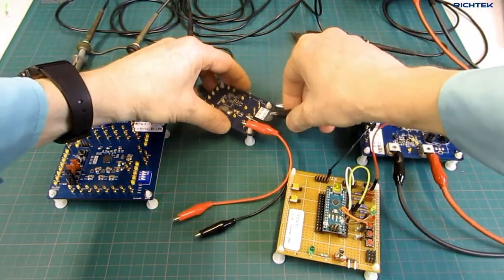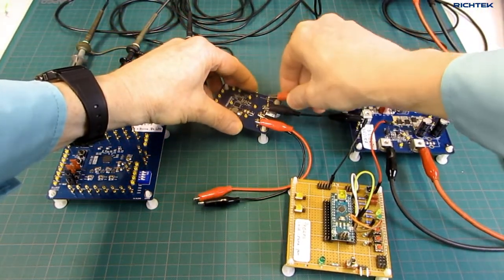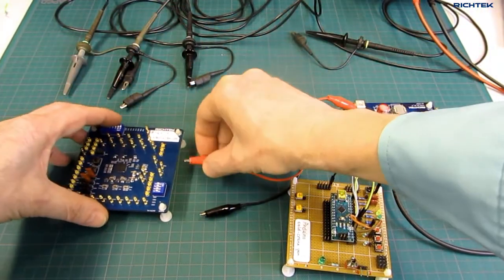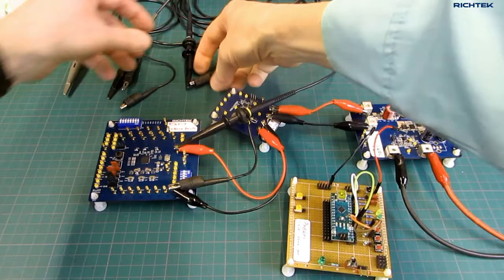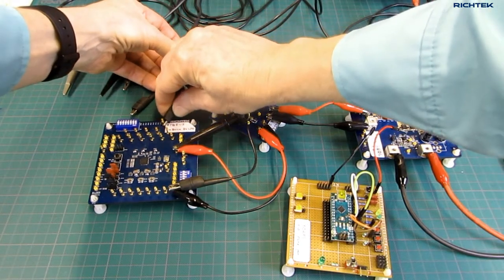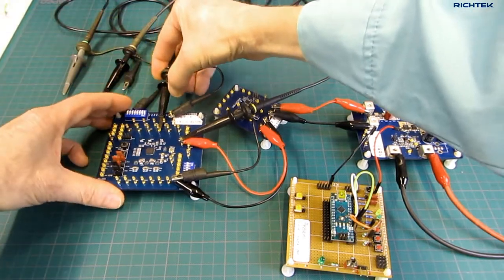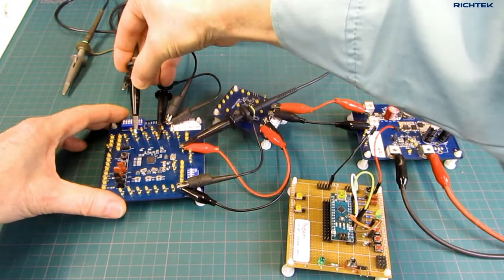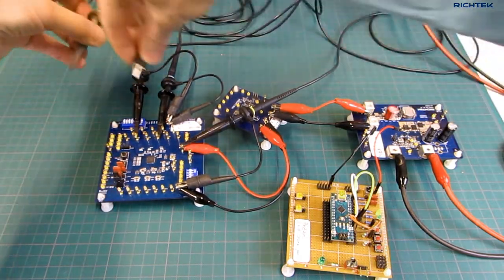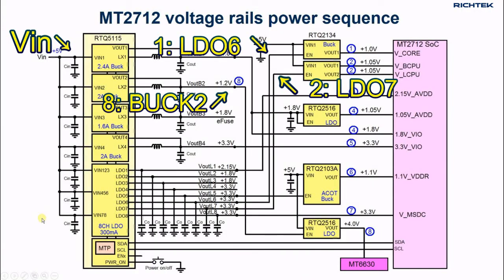Let's check how this system behaves during cold cranking. I apply the Arduino cold cranking generator to the 5 volt preconverter and connect this to the RTQ5115 EVB. I will measure the RTQ5115 EVB input, the first two signals of the power sequence LDO6 and LDO7, and the last signal of the power sequence, which is buck2.